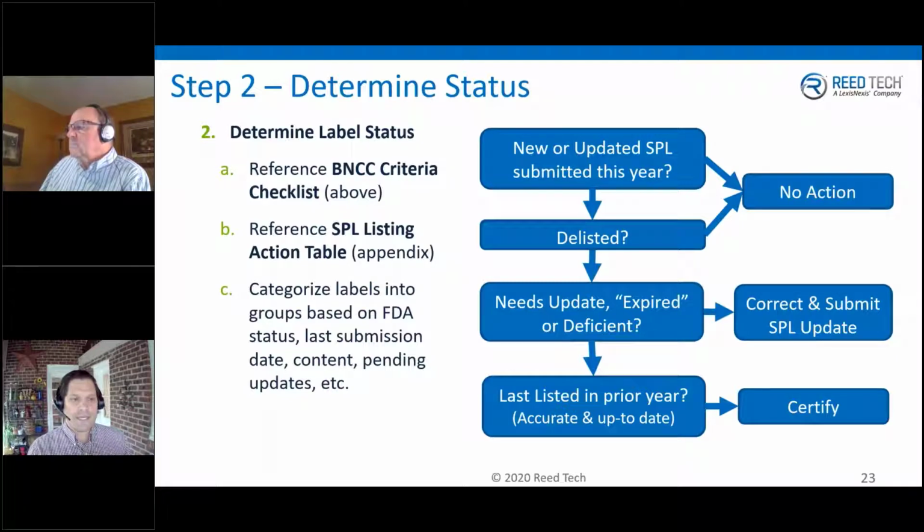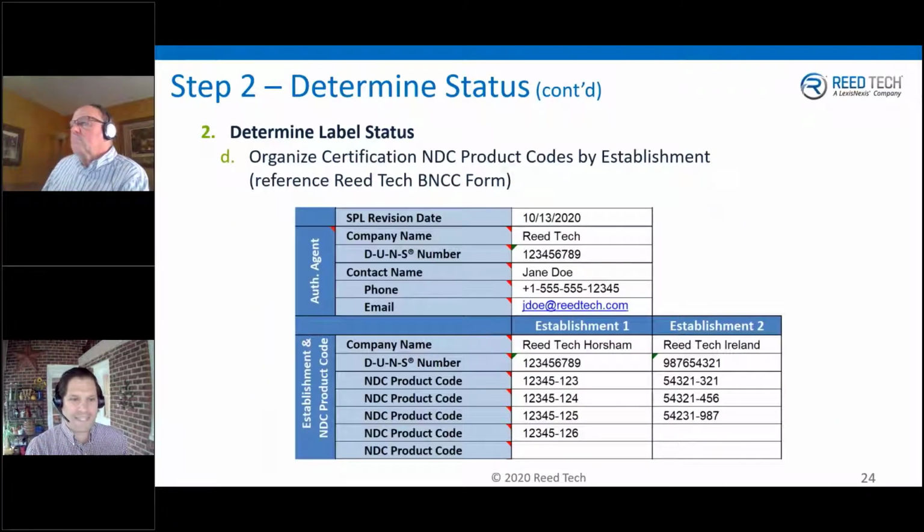So determining that status is critical in walking through what needs to be done and then categorizing them into groups. With the blanket no change process, the way FDA is looking for the data to be, as Gary had shown earlier, is you're listing those NDC product codes under the manufacturing facility that's manufacturing those products. So ensure you're gathering all that data, putting it into the right place, and then going on to step 3, which is preparing that data into the technical format. So this is a great example here. You will say ReadTech Horsham is manufacturing this first set of 4 products. ReadTech Ireland manufactures the other 3.